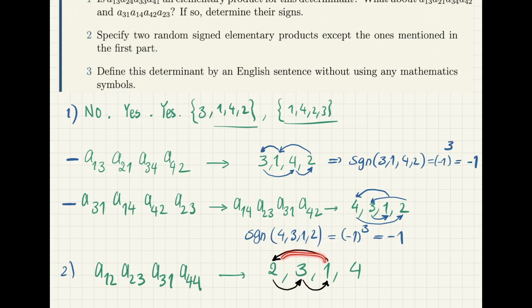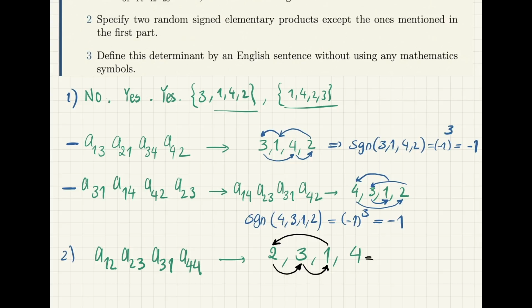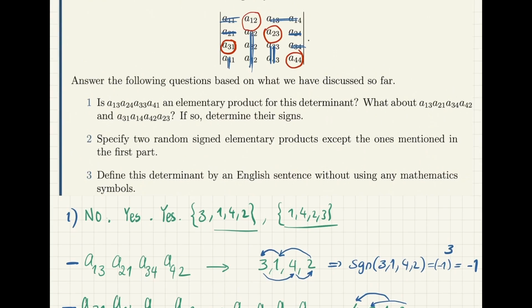Yes, so how many arrows are involved? I have 3 arrows, so it means that the sign of the permutation 2, 3, 1, and 4 is just minus 1 to the power of 2, not 3. The number of arrows minus 1. So it becomes positive 1. So then it means that this should be with positive. Yes? And I think you can do the other one yourself. You can choose any other one.